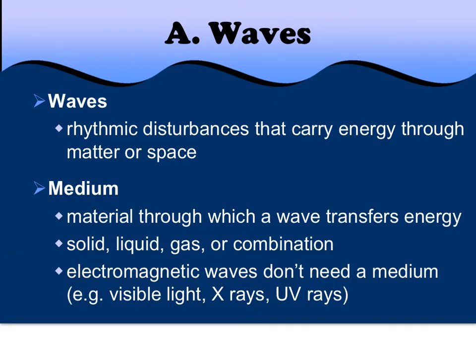The basic definition of a wave is it's simply a disturbance. It's a rhythmic disturbance that carries energy. And so what moves in a wave is the energy. But for a wave to move, it has to have a medium. That's some kind of a substance, a material through which the wave transfers the energy. It could be a solid, a liquid, a gas, or a combination of any of these. The one exception are electromagnetic waves that don't need a medium because they travel through space.